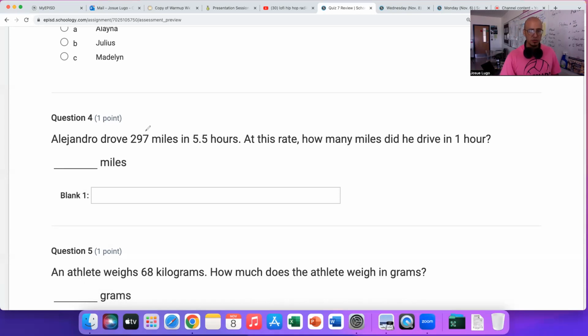Okay, so that's a unit, 297 miles in 5.5 hours. So we have distance and time. Okay, so I can figure out a unit rate right there. At this rate, so distance over time. How many miles? We don't know the miles. Can he drive in 1 hour? So yes, they want to find the unit rate.